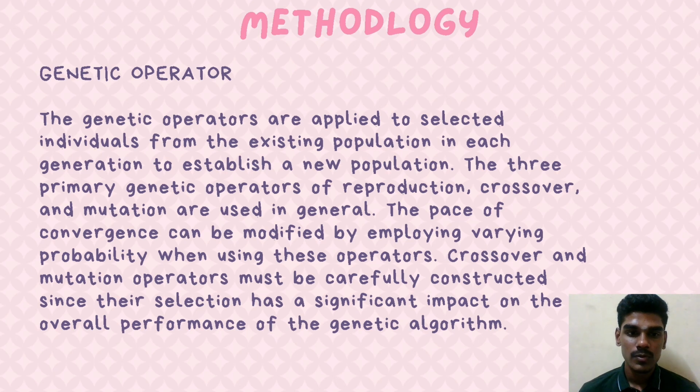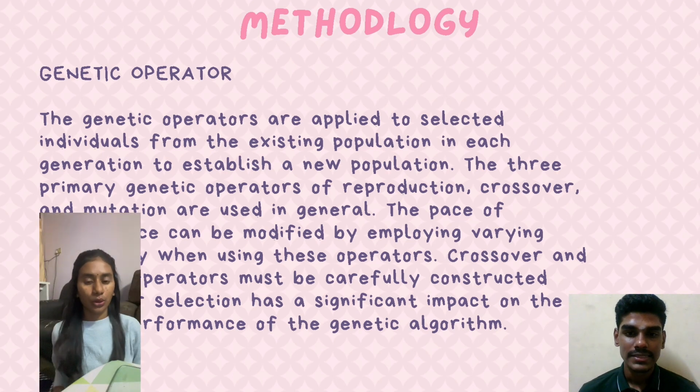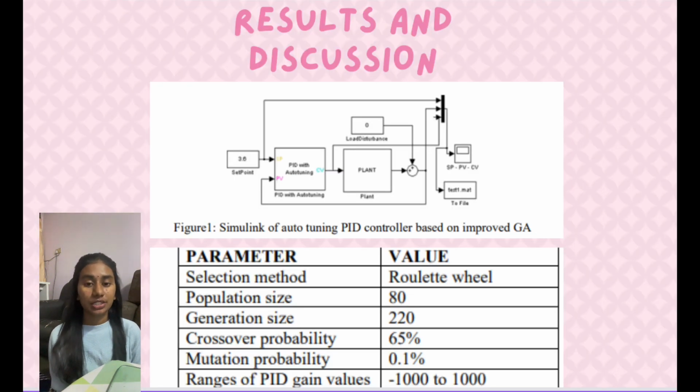Crossover and mutation operators must be carefully constructed since their selection has a significant impact on the results and overall performance of the genetic algorithm. So now I'd like to explain about the discussion. Figure 1 shows the simulation of auto-tuning PID controller based on improved GA. This circuit is built on MATLAB using Simulink. The second picture shows the parameters and the values.